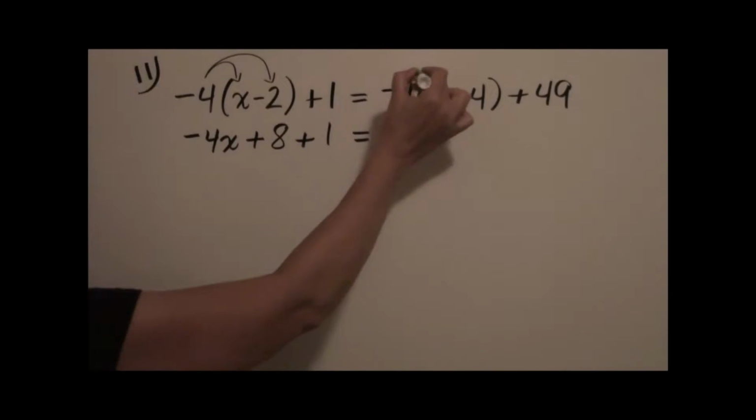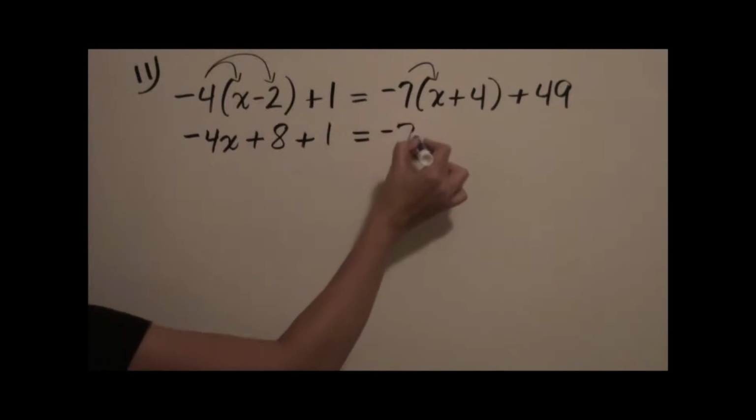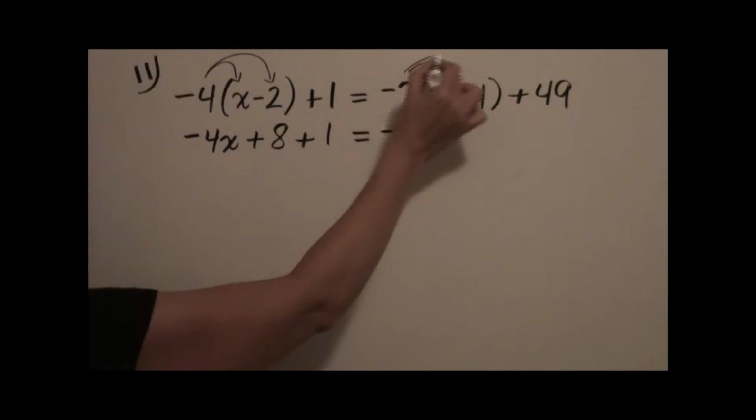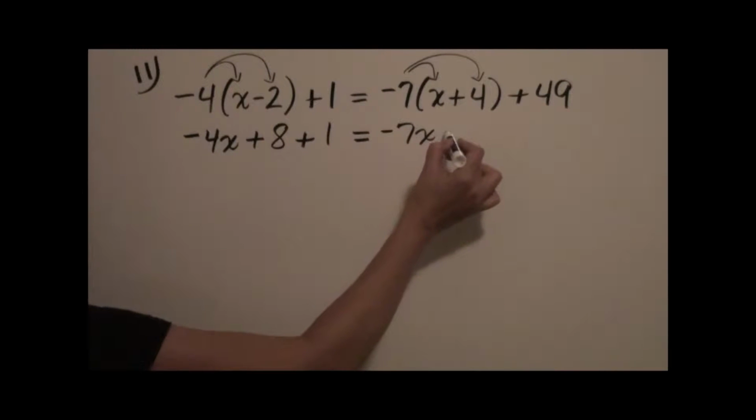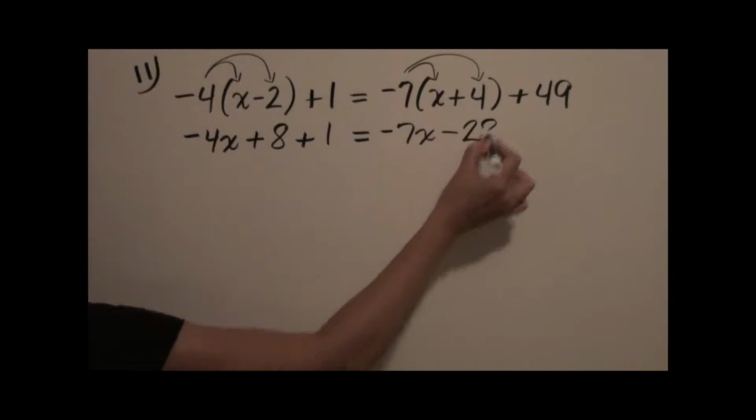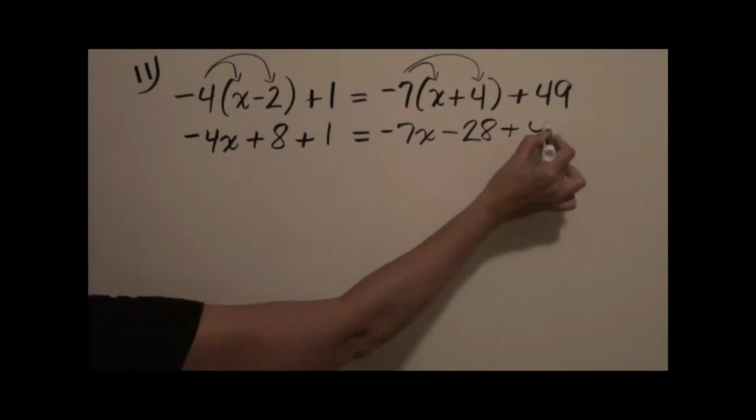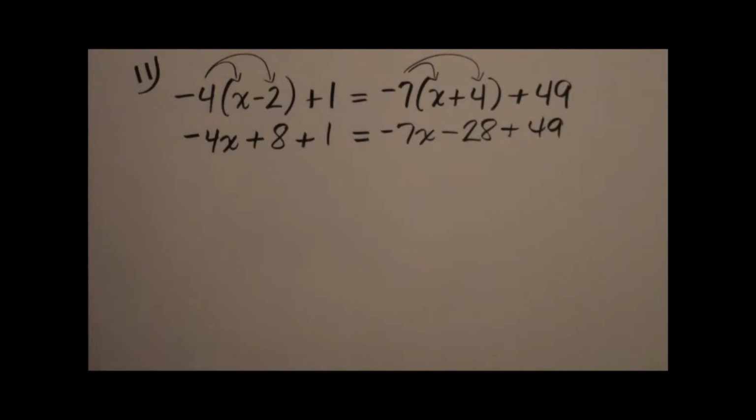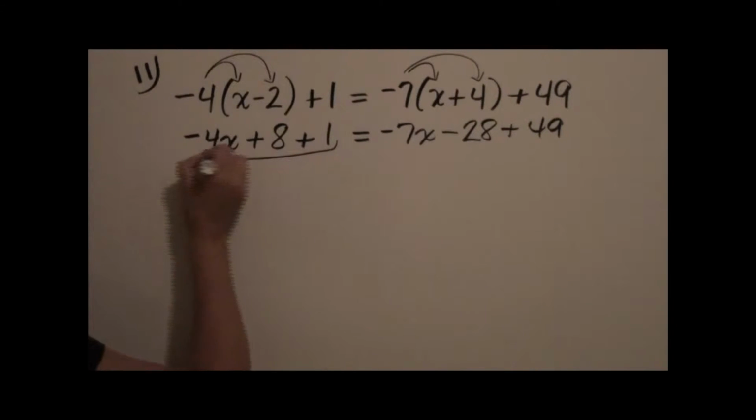Negative 7 times x gives me negative 7x. Negative 7 times plus 4 gives me minus 28. The 49 was not in the parentheses at all, so I just bring it down. Now look at each side again. Think about where your equal sign is. Look to the left. Can I combine anything?